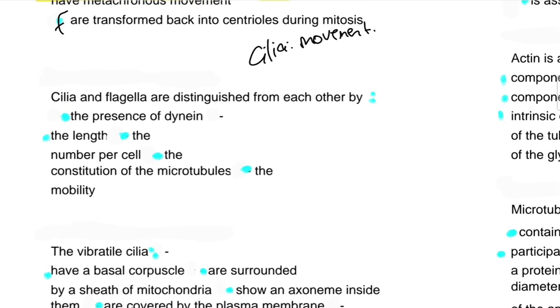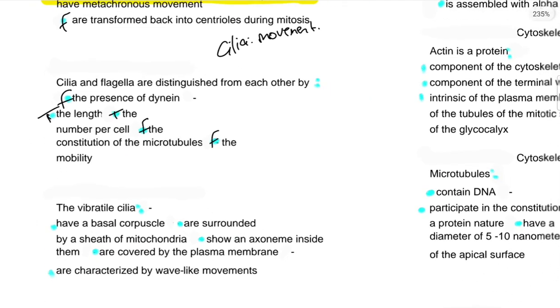Okay, cilia and flagella are distinguished from each other by the presence of dynein, the length, the number of them per cell, the constitution of the microtubules, and the mobility. The presence of dynein, wrong. The length, correct, because flagella is longer than cilia. Number of them, yes. Cilia is in a higher number than flagella in a cell. The constitution of microtubules, wrong. The mobility, wrong. Both of them are able to move. Have nothing to do with the mobility.